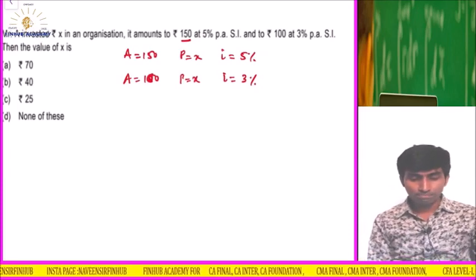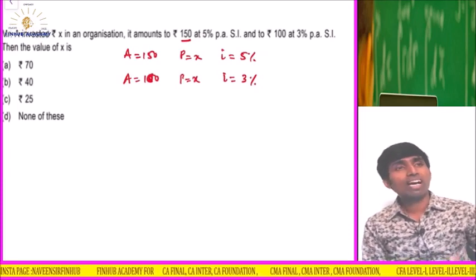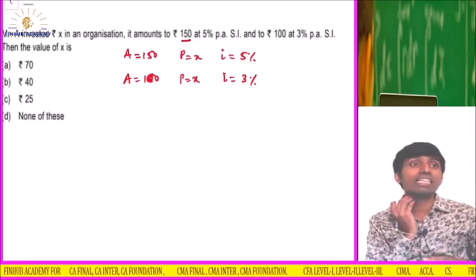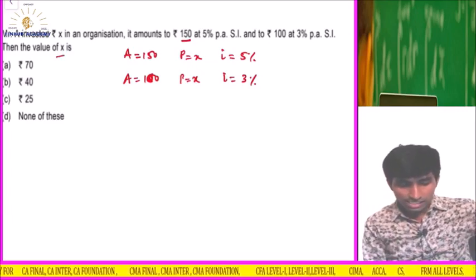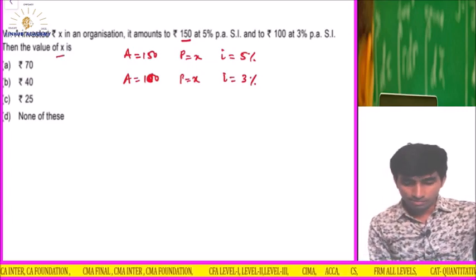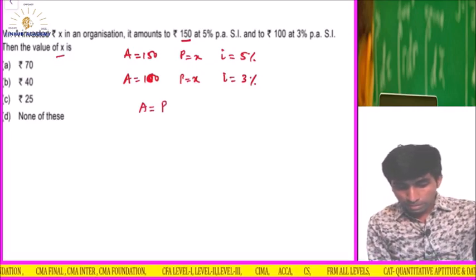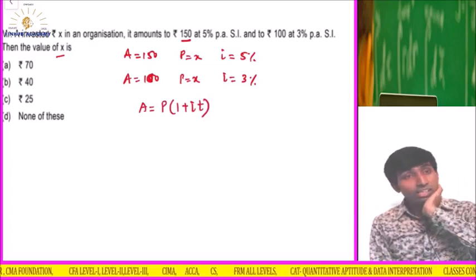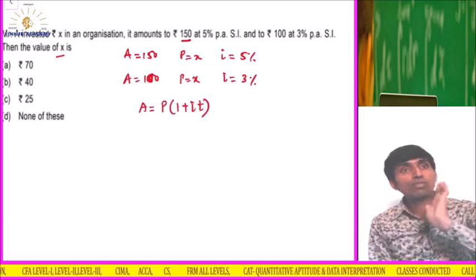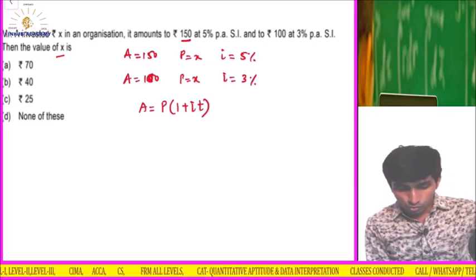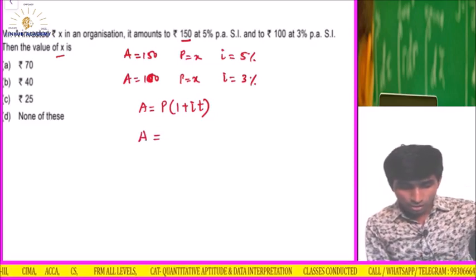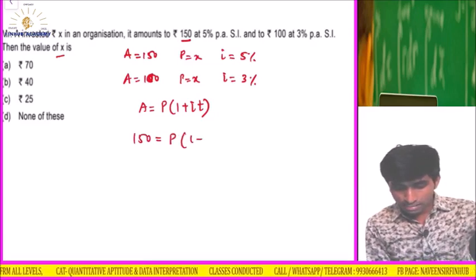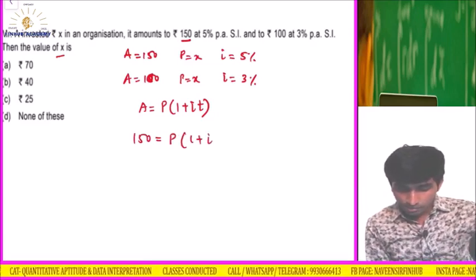Okay, so what we do in this type of sum: I know the amounts in both these things, both the values, but they have not given us the T. Time is not given. What they are asking us is the value of X. So how will we solve this sum? A is equal to P into (1 plus IT) is the formula for simple interest. Because I need to find P, first I will find T and then I will find P. So I will take the ratio directly. A is how much? 150 in the first case. 150 is equal to P into (1 plus IT). I is how much? 0.05.